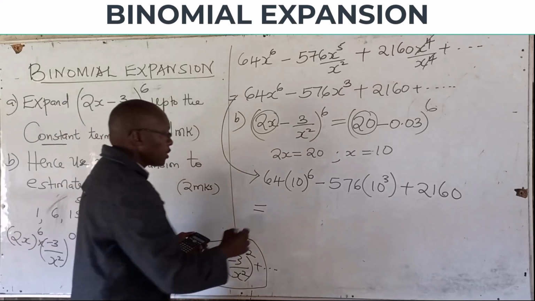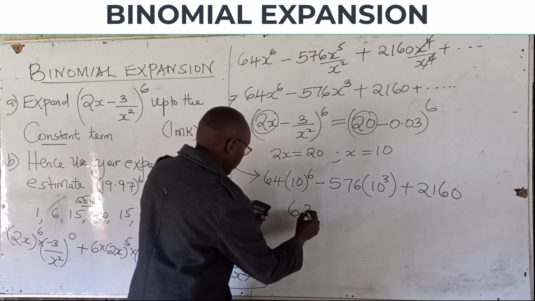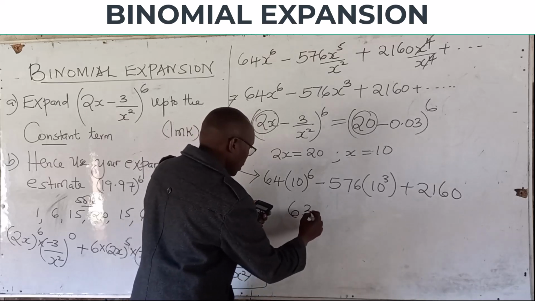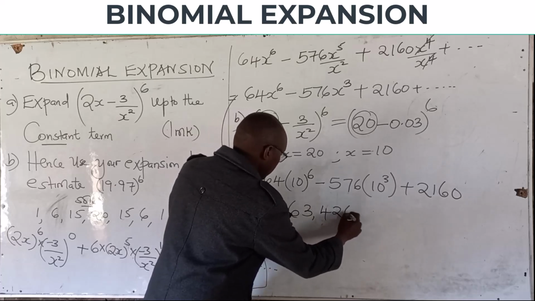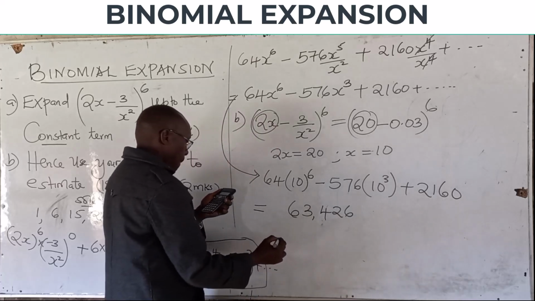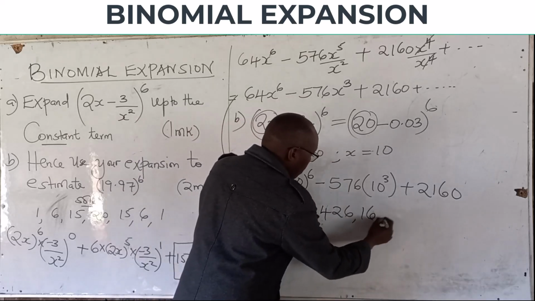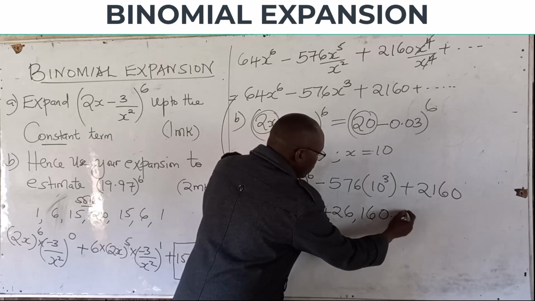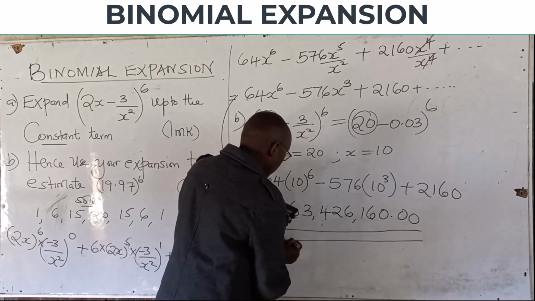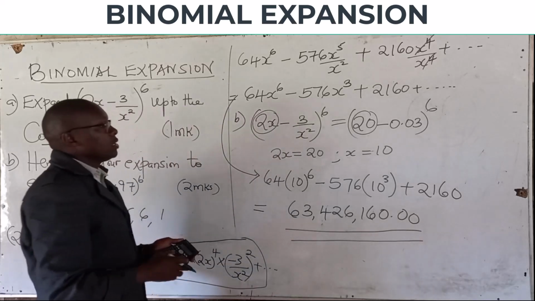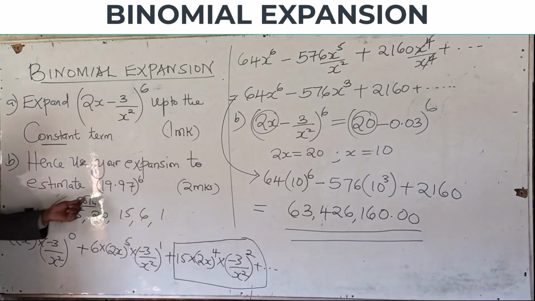And when you use the calculator, this one will give 63 million, 426,160.00. So that is what you get when you use that expansion to estimate the value of 19.97 raised to power 6.